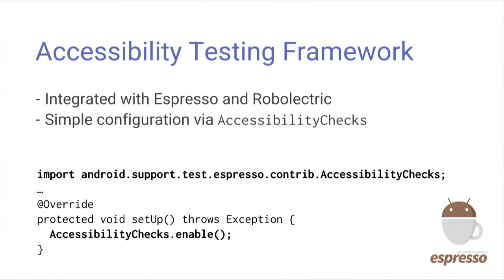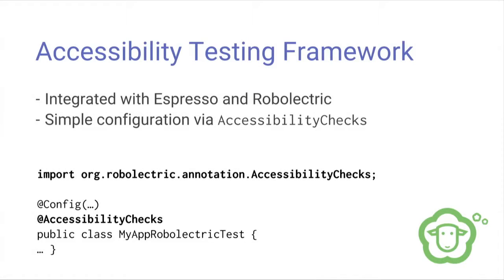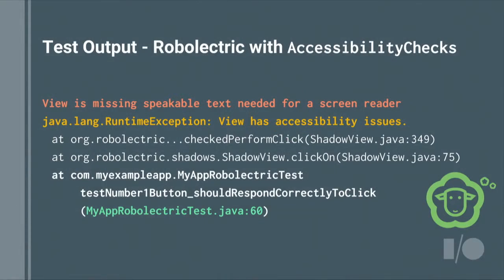So in Espresso, I simply call AccessibilityChecks.enable within my test class's setup method. And in Robolectric, I simply annotate my test class with accessibility checks. Now, when I go and run my tests, we'll get some output. And here's an example of that. This is a Robolectric test that I've written for a test application.